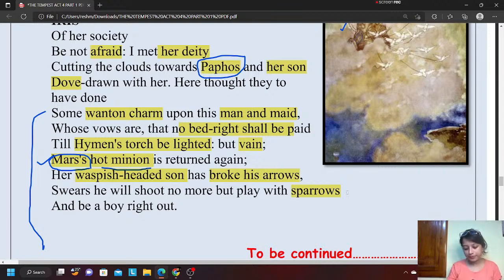"Rich scarf to my proud earth" is a metaphor. Yes, it is a metaphor. Who is Mars? Mars is the god of war. Okay, just like you have Juno's husband, the god of sky, this person is god of war.